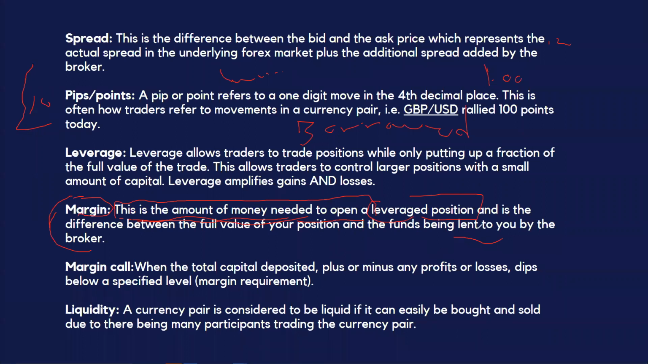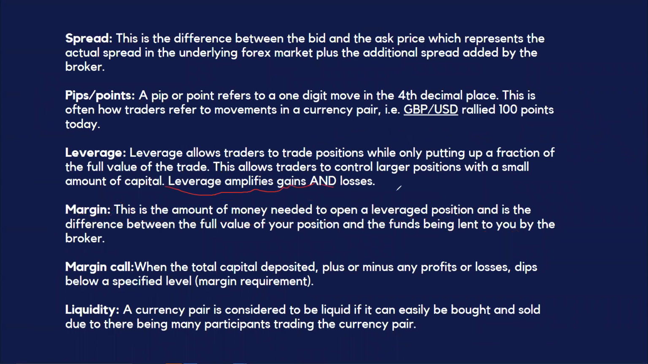That is what it means, funds being lent to you by the broker. The movement in the market will even cut. So that is what they meant, that leverage amplifies gains and losses. In simple terms, leverage is borrowed funds, and margin is the amount of money needed for you to open a leveraged position, the difference between the full value of your position and the funds being lent to you.